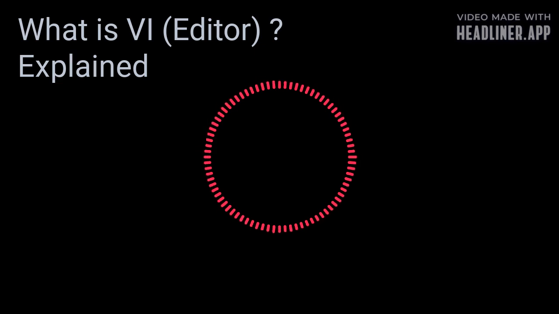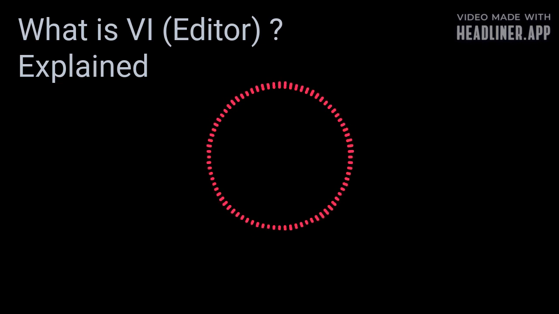The original code for VI was written by Bill Joy in 1976 as the visual mode for a line editor called EX that Bill Joy had written with Chuck Haley. So this VI editor was invented by Bill Joy in 1976. This is just a brief overview of what VI is.